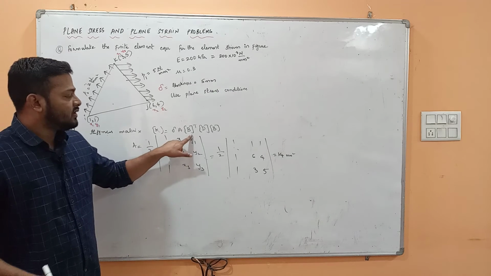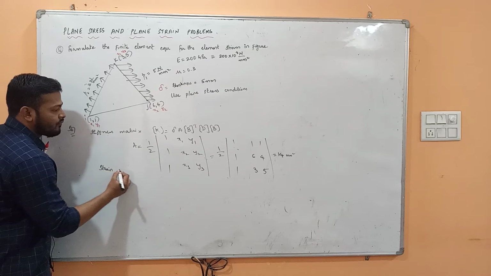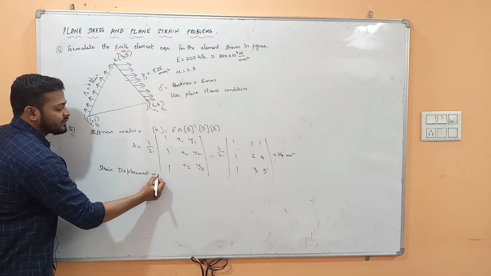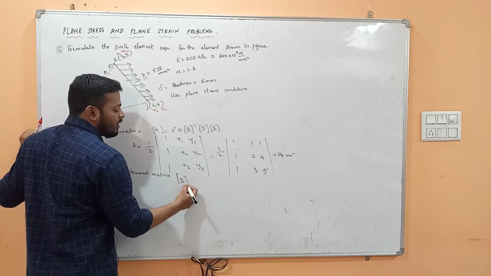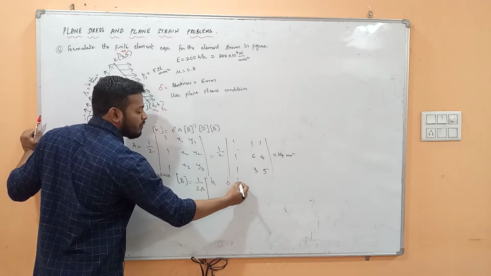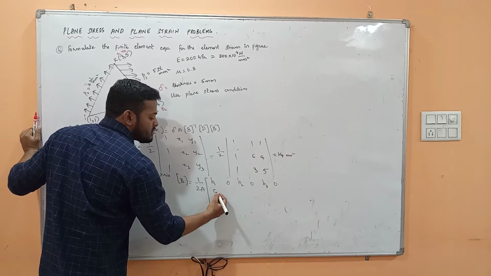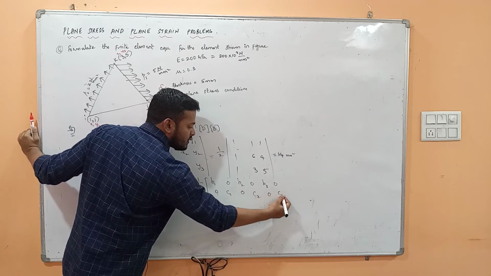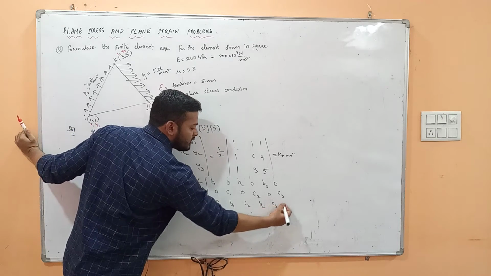Next, we have to find B, which is called the strain displacement matrix. It is denoted by B, and the formula is 1 by 2A times the matrix: B1, 0, B2, 0, B3, 0 in the first row; 0, C1, 0, C2, 0, C3 in the second row; and C1, B1, C2, B2, C3, B3 in the third row.